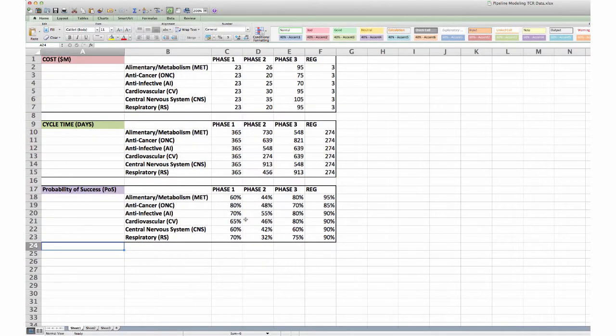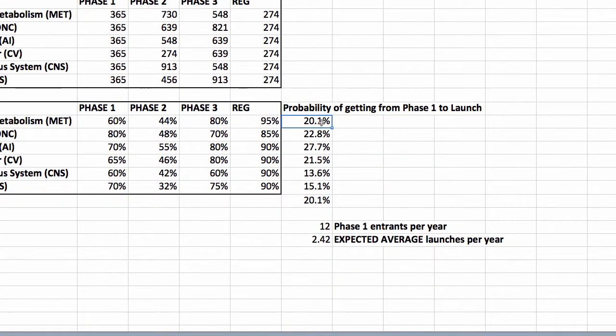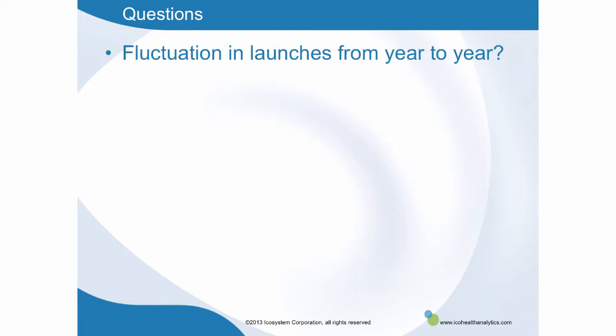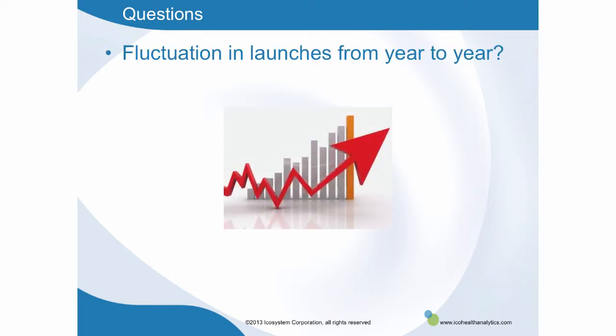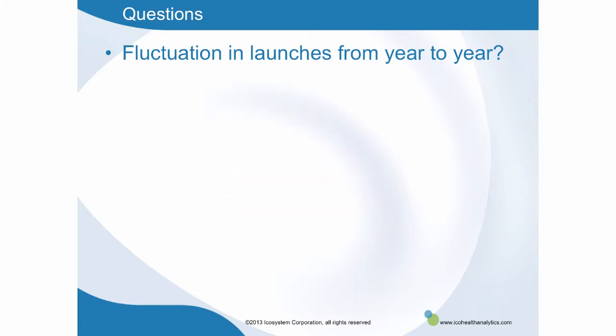If we focus on the probabilities of success, we can gain some insights on the outlook of the organization. Multiplying the per phase probabilities for each therapeutic area and then averaging over the areas, we obtain that about 20% of all assets entering phase 1 would get launched. If we have 12 entrants each year, that's an average of 2 to 3 launches per year. However, this doesn't tell us how much fluctuation in the number of launches we could have from year to year. For instance, are years with no launches atypical? How about really good years with 4 or more launches?